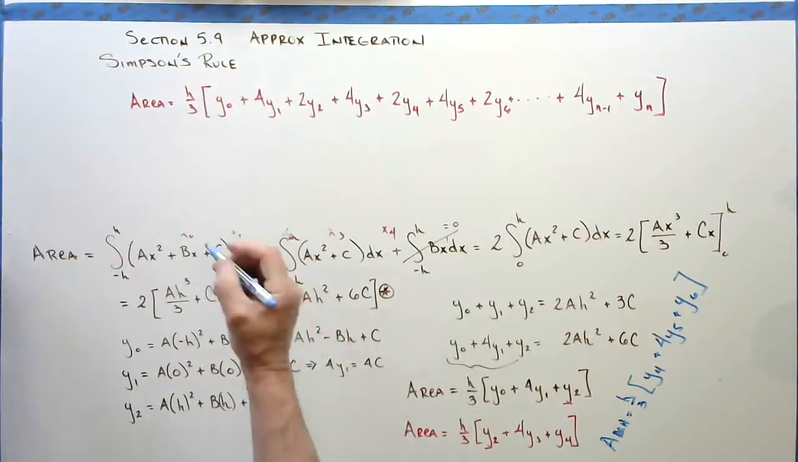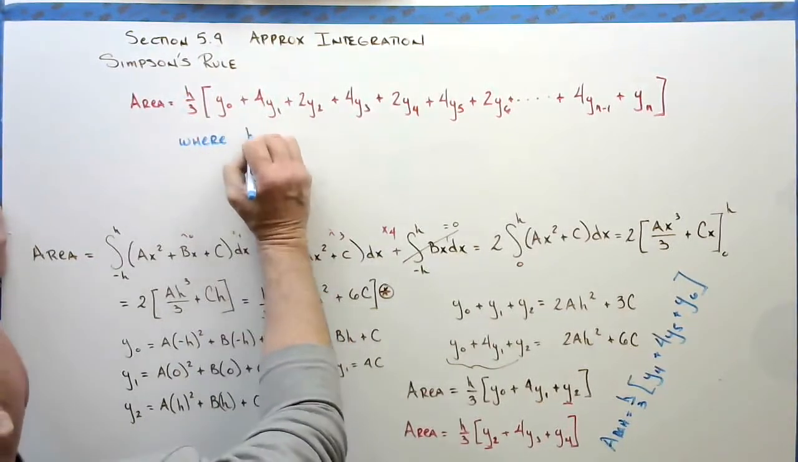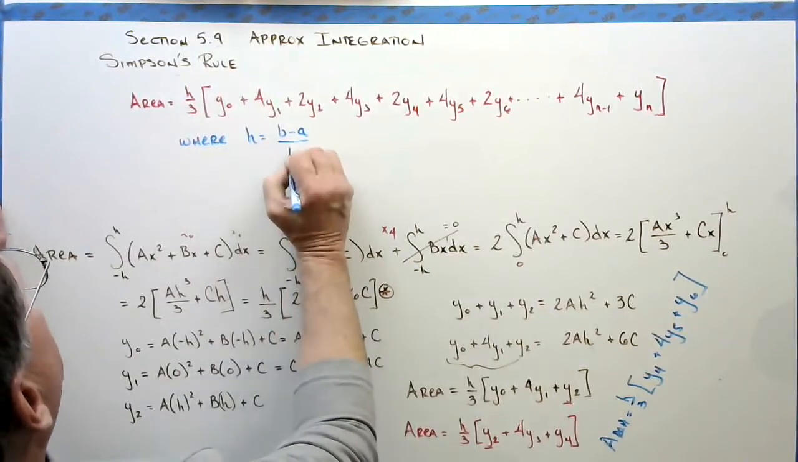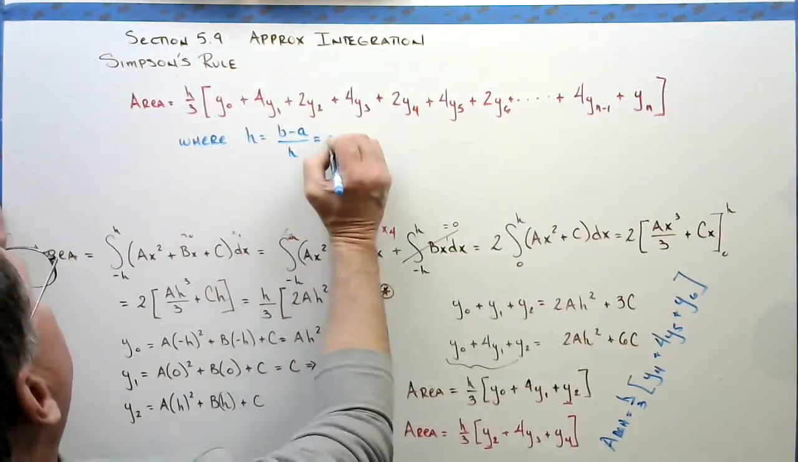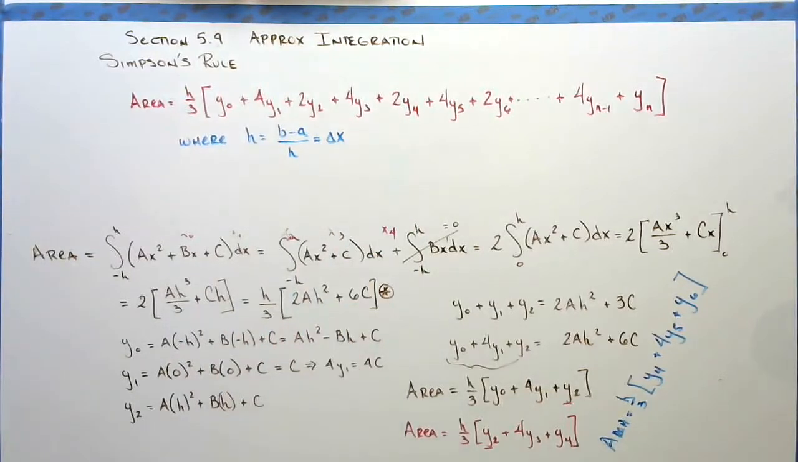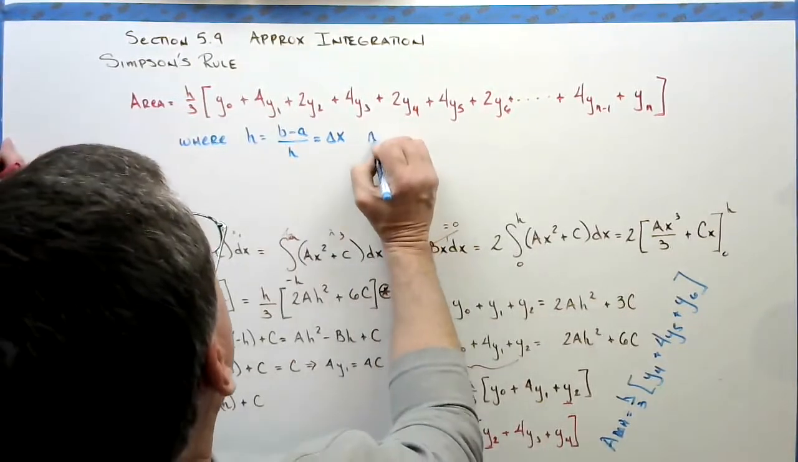Now we have to put some conditions on here. h is equal to our partition, so that's b minus a over n. Now in our book, we use delta x. In my little development right here, I just used h. I never really went back and called it delta x, but that's our delta x. And n must be even.